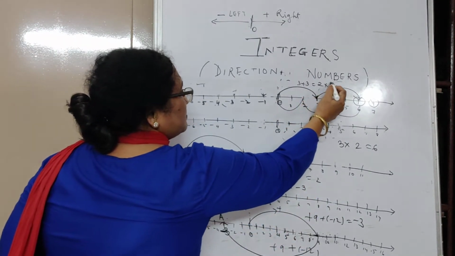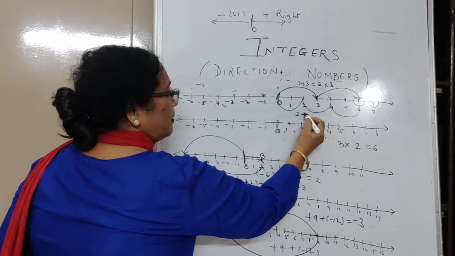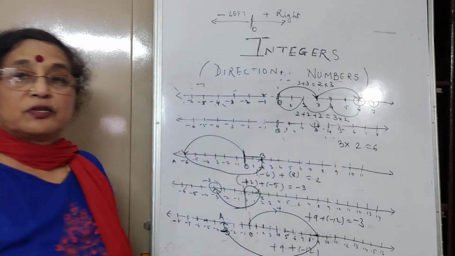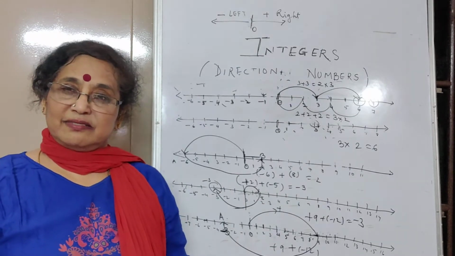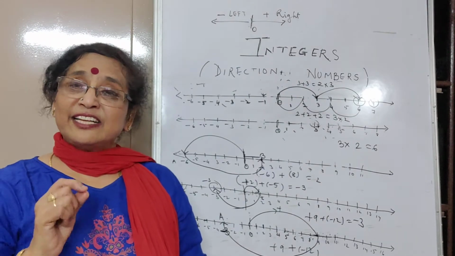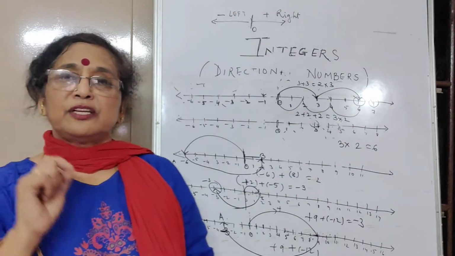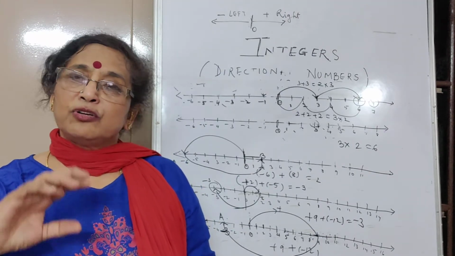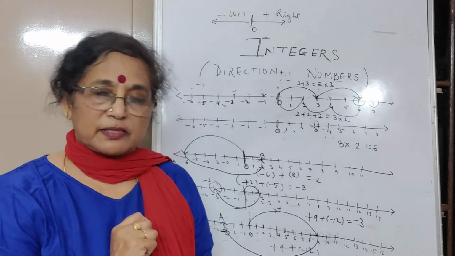That is 2 times 3. This is 2 plus 2 plus 2, which is 3 times 2. So both answers come 6, right? That's easy. That's why we say plus into plus, the answer will be plus. Put a plus sign, or you just write 6, which is understood as plus 6.